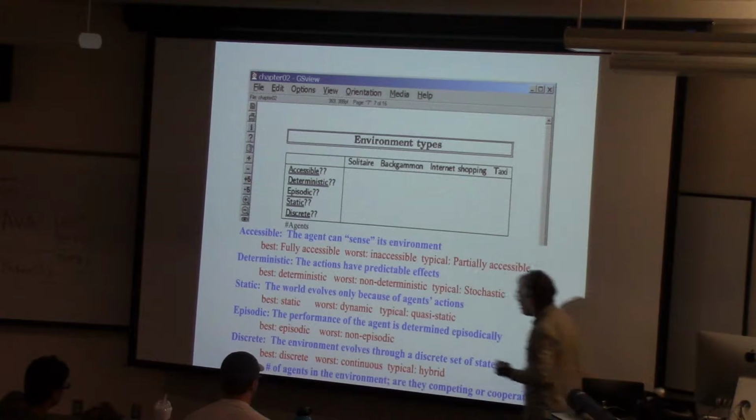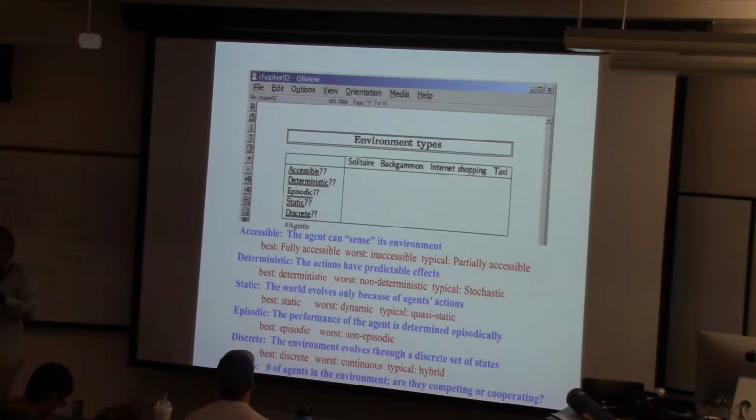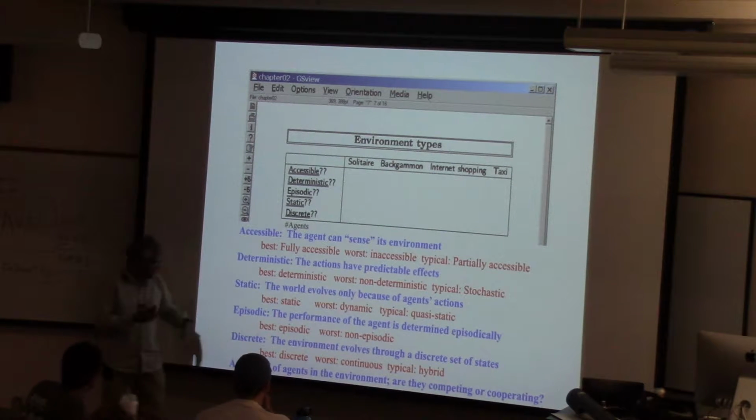Actually, discrete essentially means the system goes through a finite set of discrete states. By the way, all these will be available on the Piazza, so you don't need to take pictures of it. You should take pictures of me, I won't be available.